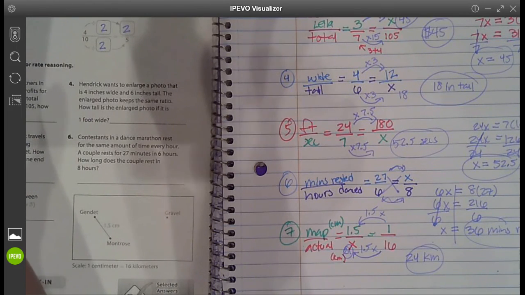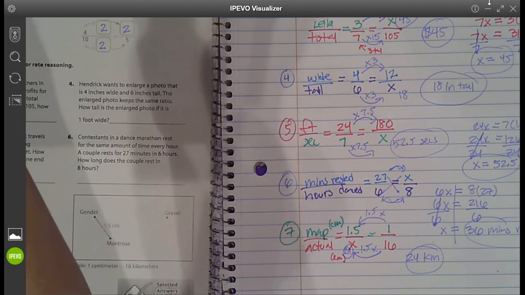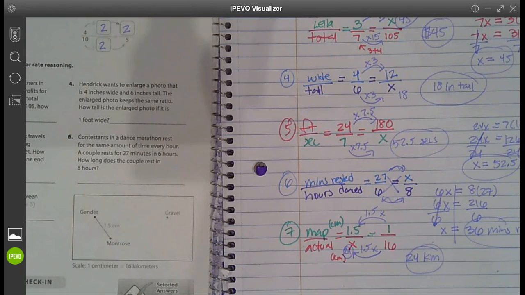All right, my little mathematicians, congratulations. You've now mastered setting up proportions in order to solve word problems.